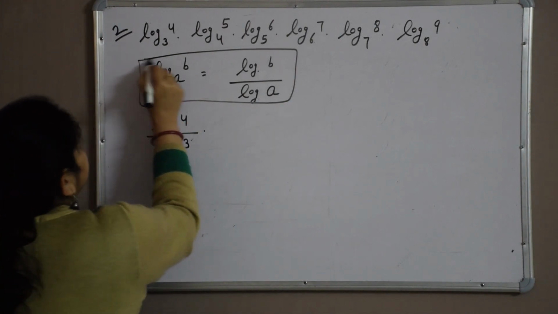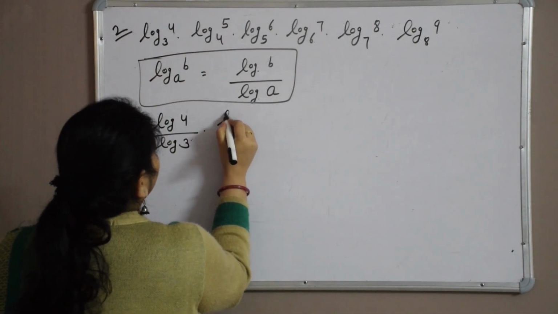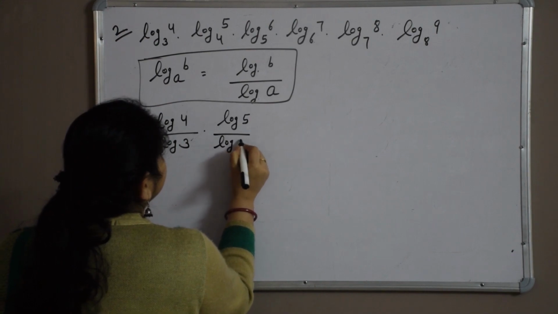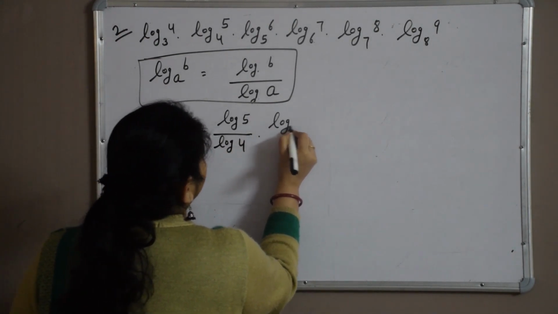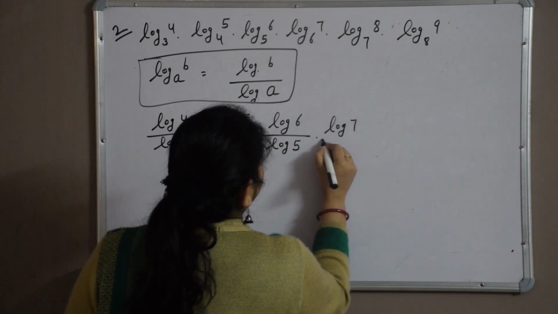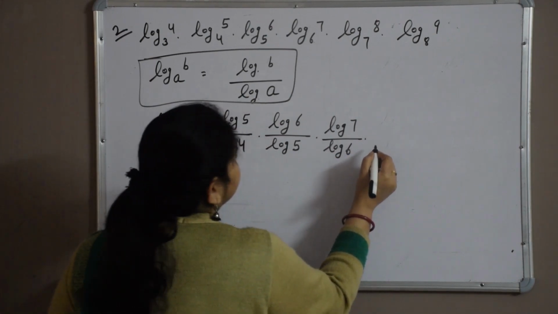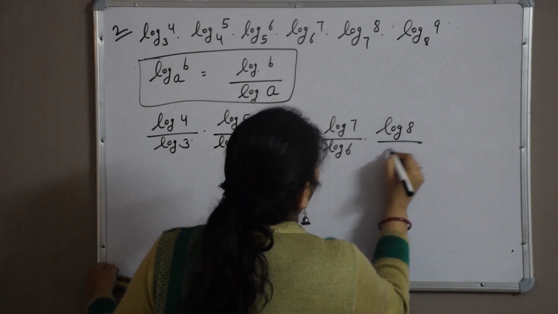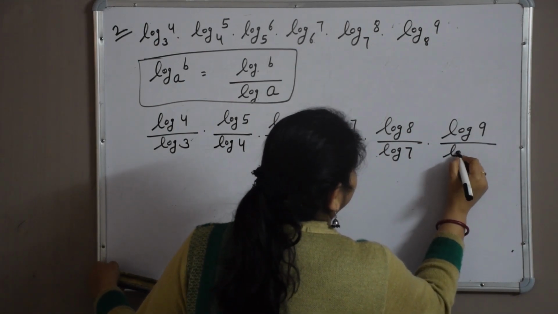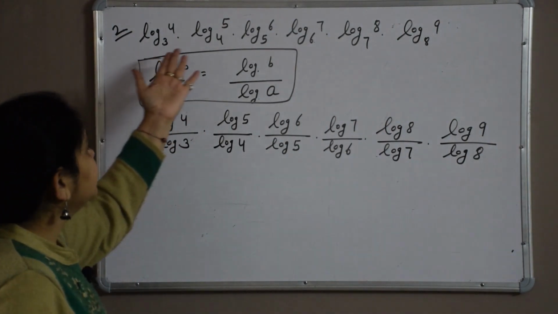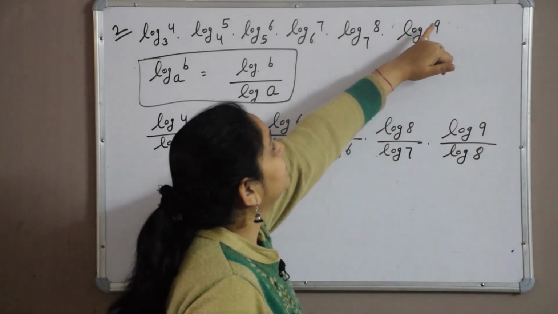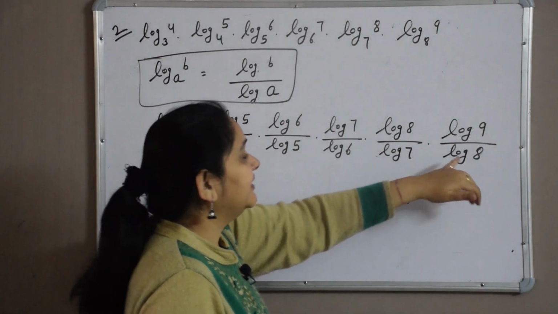This is also called the change of base formula. Whatever number is inside the log, I write in the numerator, and whatever is the base comes in the denominator. So log of 5 divided by log of 4, log of 6 divided by log of 5, log of 7 divided by log of 6, log of 8 divided by log of 7, log of 9 divided by log of 8. So each and every number, by using the change of base formula, we have converted like this. This is log of 9 to the base 8, we have written log of 9 divided by log of 8.